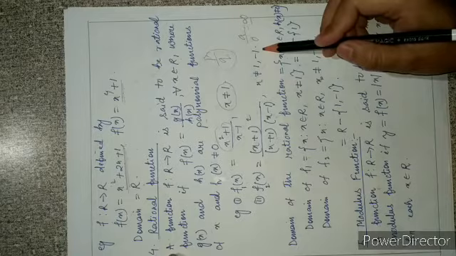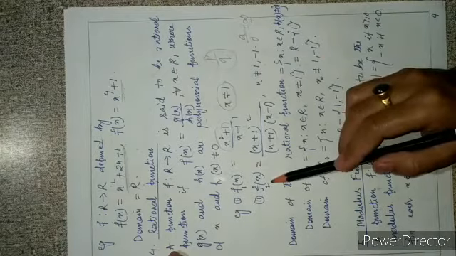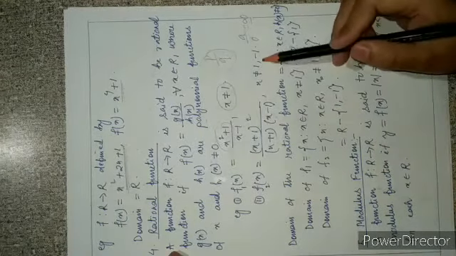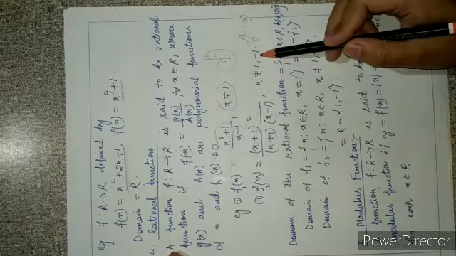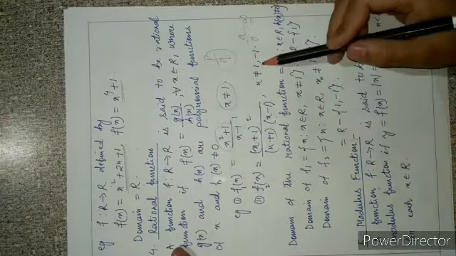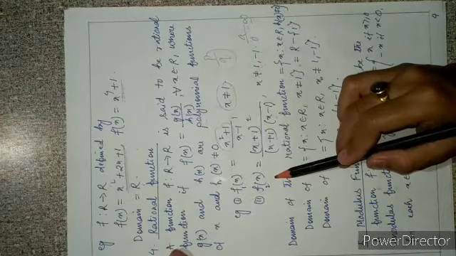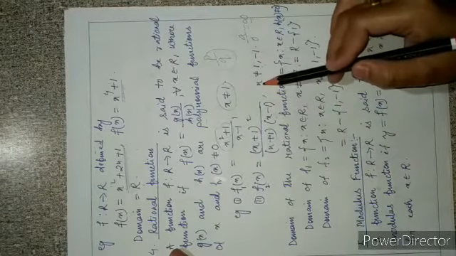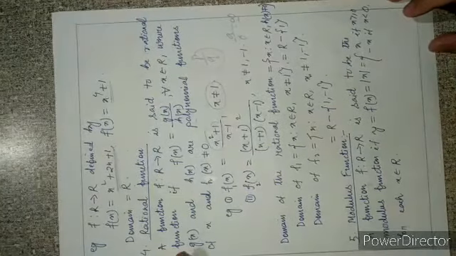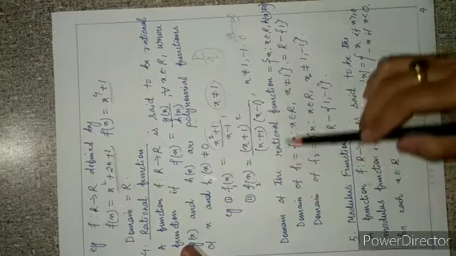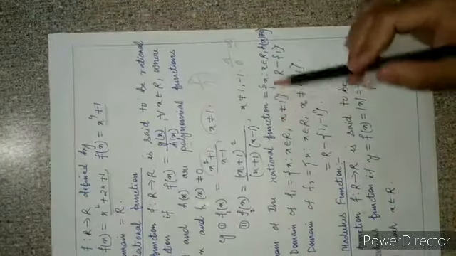So for x equal to 1 and x equal to minus 1, there is no image. Then f2 is a function where 1 and minus 1 do not have their image under the function f2. So the domain of the rational function is given by x.